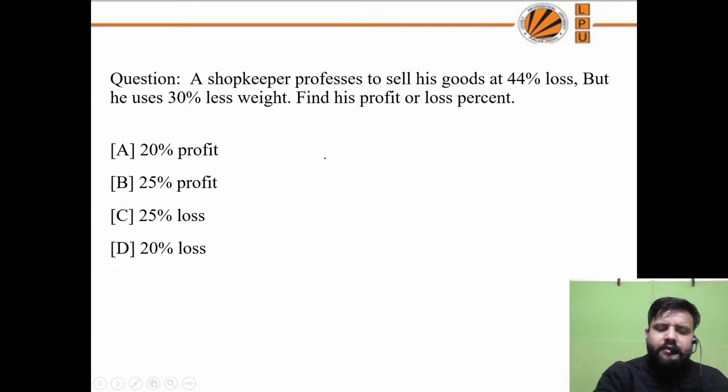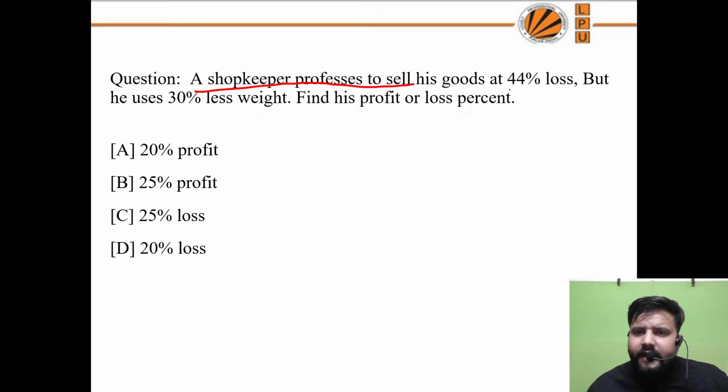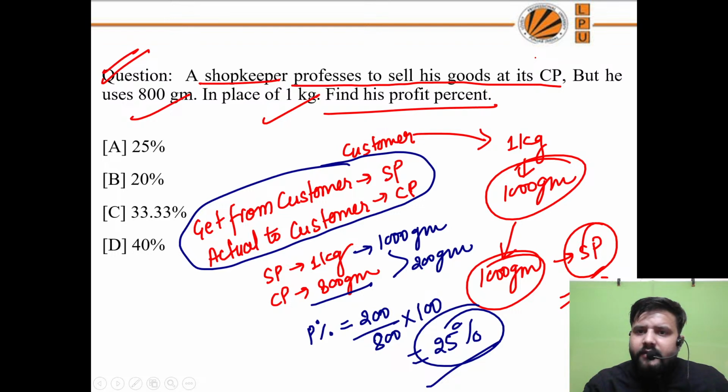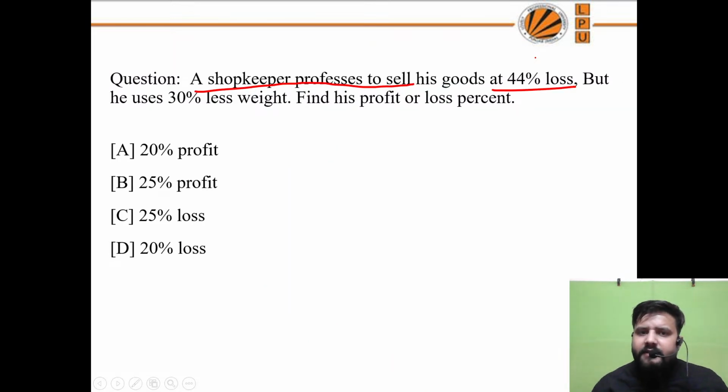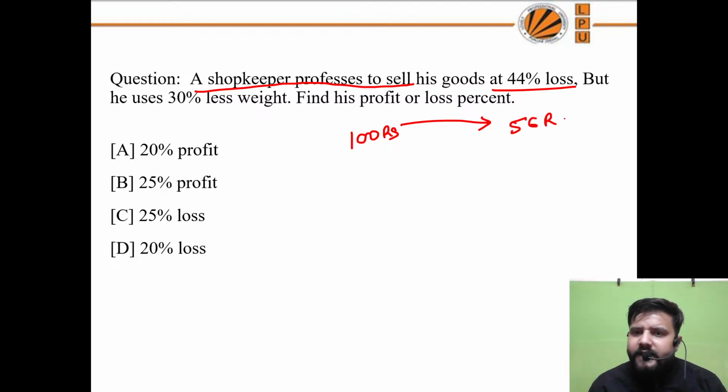Okay, let's see this question also. Question says a shopkeeper professes to sell his goods at 44% loss. In the previous question, he was selling it at cost price. So here this 44% loss is a different thing. So now let's assume that he purchased at 100. So he is saying I am giving you at 44% loss. It means I am giving you at 56 rupees.